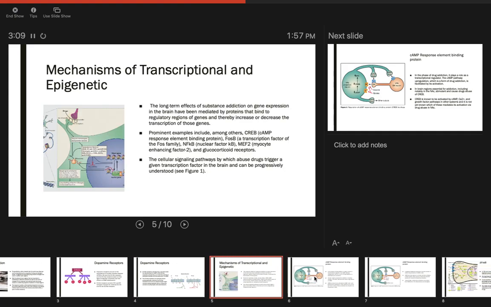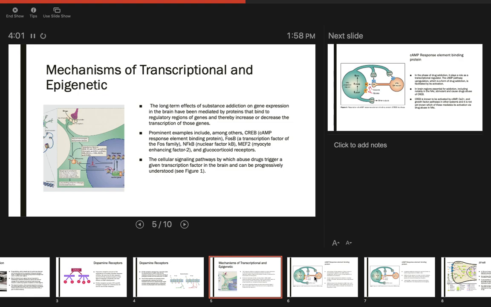So now we're going to go into the mechanism, transcriptional and epigenetic. The long-term effects of substance addiction on gene expression in the brain are mediated by proteins that bind to regulatory regions of genes and thereby increase or decrease the transcription of those genes. Prominent examples include, among others, CREB, FOSB, MEF2, and glucocorticoid receptor.